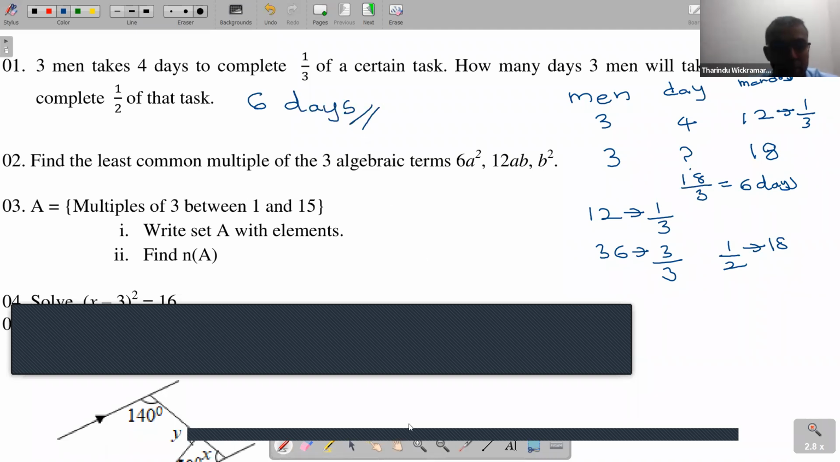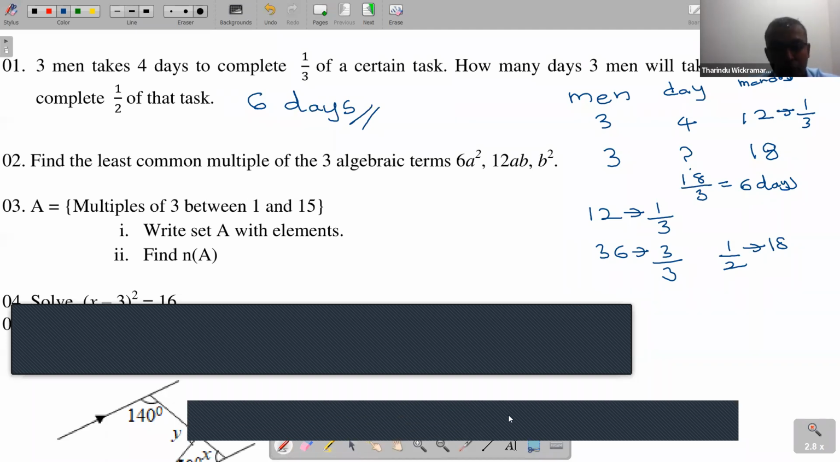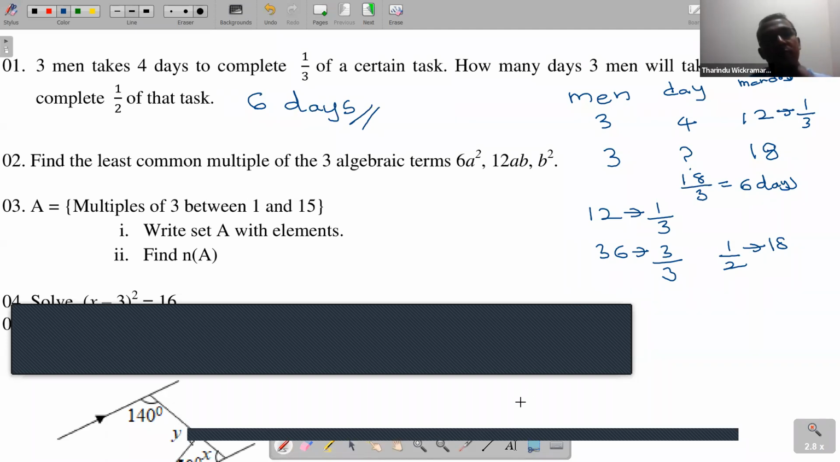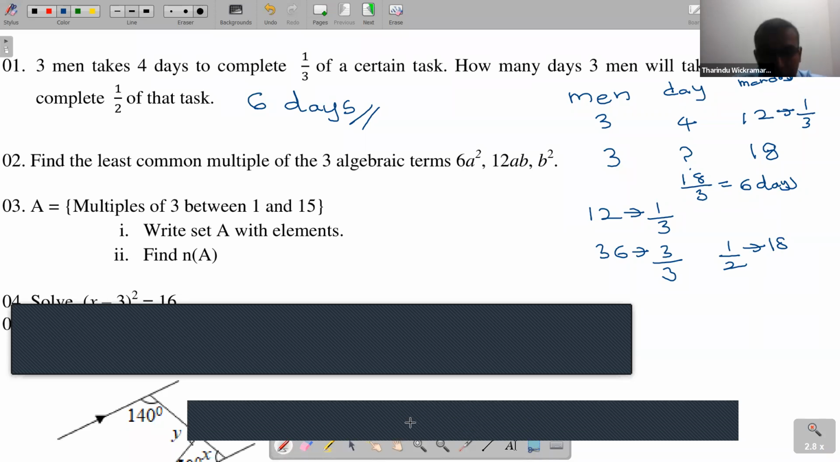After that, you can try the second one. I have attached the PDF to the description also. You can download that one.